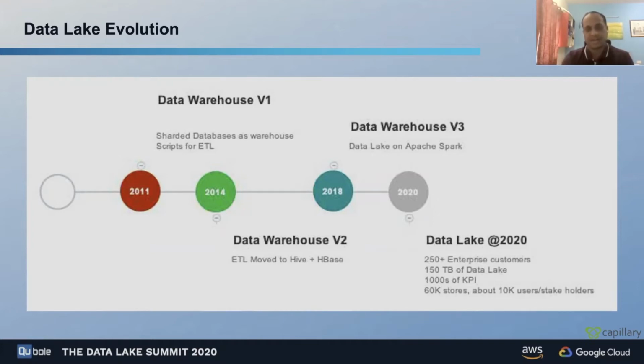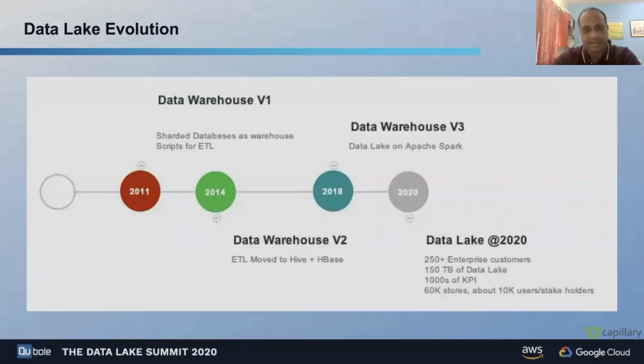There were sharded MySQL servers serving the data lake, and there were a bunch of ETL scripts that used to take the data and put it inside the data lake. They served us for a good couple of years, but then soon we hit the limit where we had to scale up the data lake. If you look at the modern data lake evolution, the first set of tools that came in were primarily the Hadoop and Hive ecosystems, which tried to optimize the batch or ETL workloads.